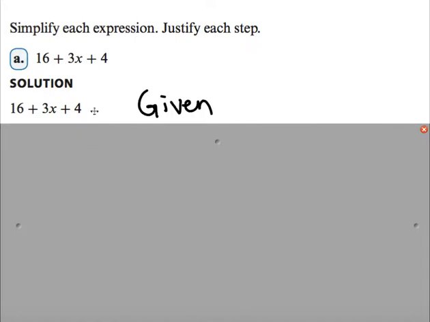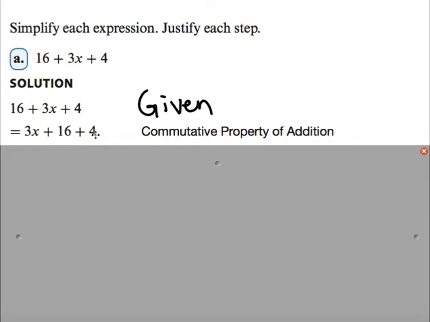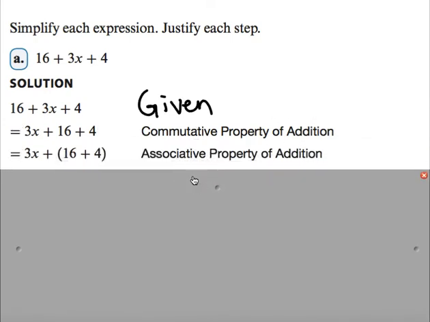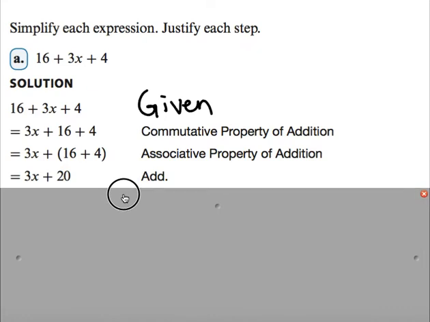So first, I'm going to move this 4 next to the 16, or the 16 next to 4. It doesn't matter which way. And that would be using the commutative property of addition. So I write down a step, I write down its justification. I put parentheses around the 16 and the 4 to remind myself that I need to do that first. So that's the associative property, putting different groupings. And lastly, we add. That is our final step. Since we're not using a specific property, we are showing what we did to get my final result.